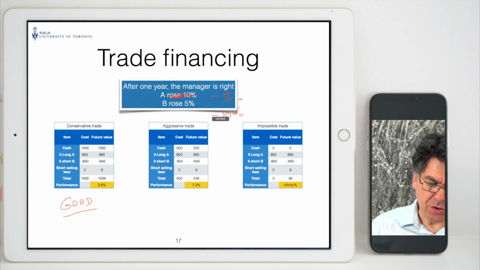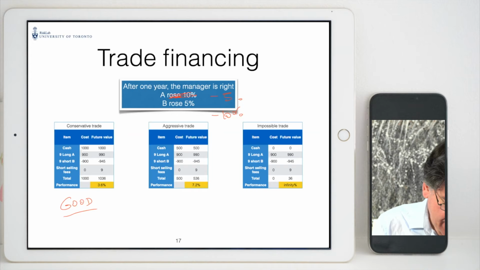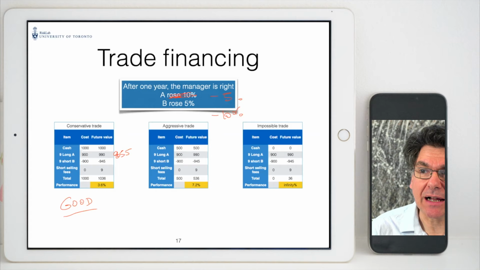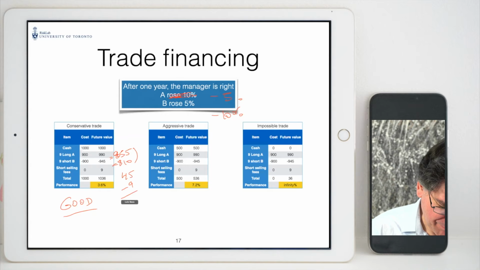Again, we don't know if the market's going up or down. No one knows that, okay? So if A goes down by 5% and B goes down by 10%, then this thing here is $900 minus $45, which is $855. And then this one, B, is $900 plus $90, which is $810. So this is the value of that, this is the value of that, okay? I pay, so this gives me a profit here of $45. Minus 9 is 36.